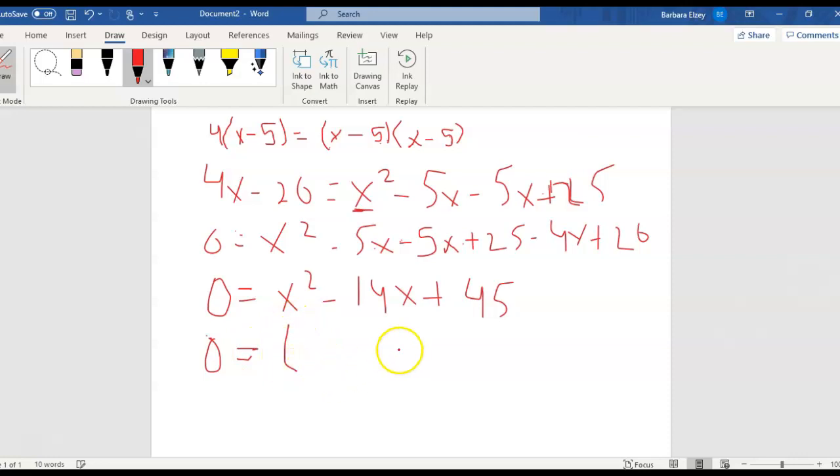So we factor. Our x squared has to be x and x. And then we need factors of 45 that add to a negative 14. Well, if you think of factors of 45, immediately 9 and 5 spring to mind. They're going to have to be negative to add to a negative 14. Negative 9 and negative 5 together will add to negative 14, so that will work. And then let's set both of those to 0, and we'll get our two answers.